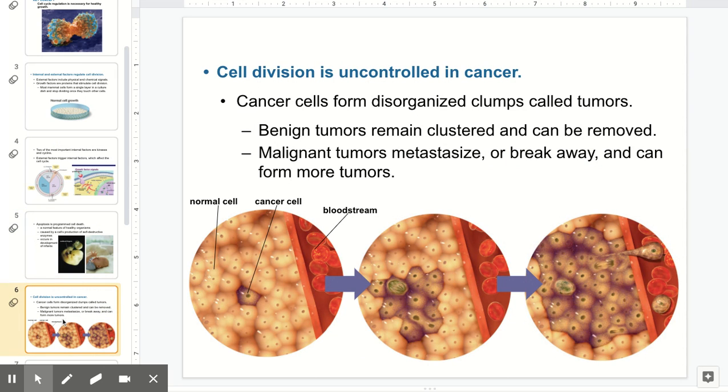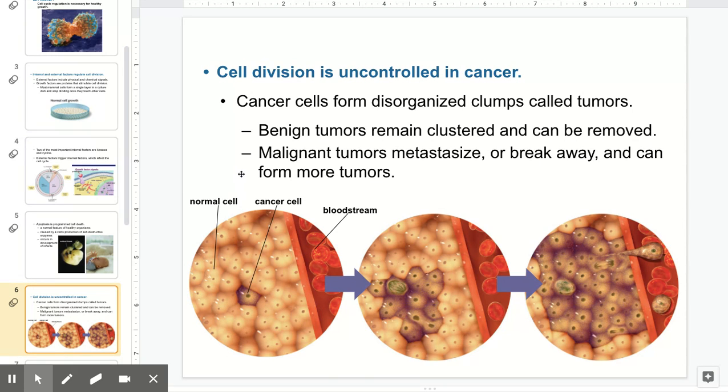Now, when cell division is uncontrolled, that is when cancer arises. So these lumps, if you will, or clusters are called tumors. Tumors are clumps of cancer cells. There are two types of tumors that you should be familiar with, benign and malignant. Benign tumors are usually, in terms of staging of cancer, like stage 1 or stage 2, they can typically be removed or remain localized for treatment purposes.